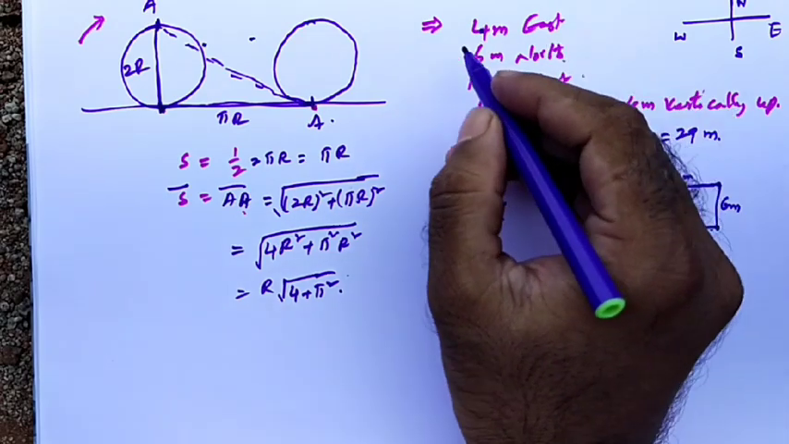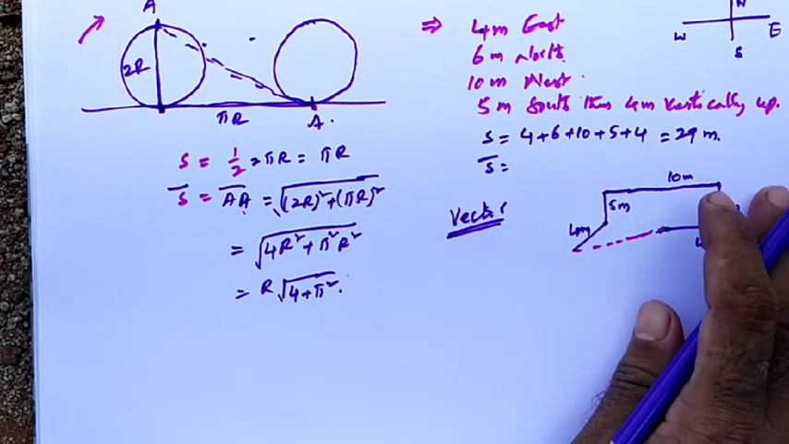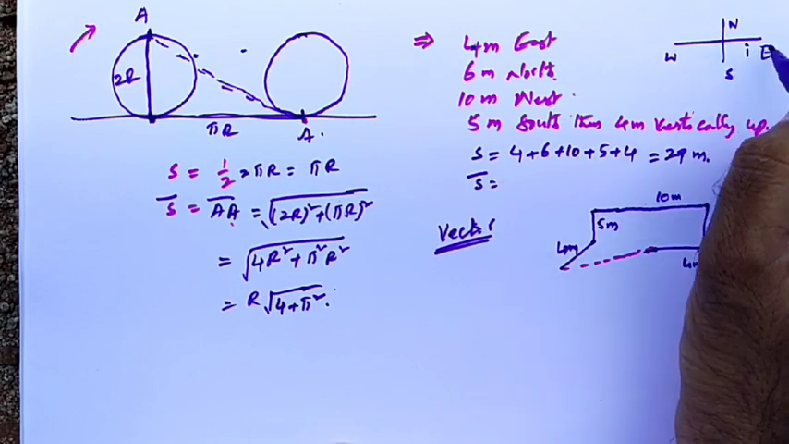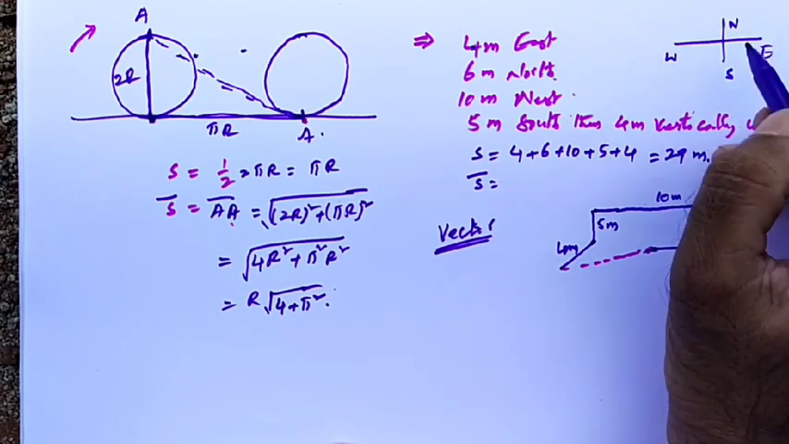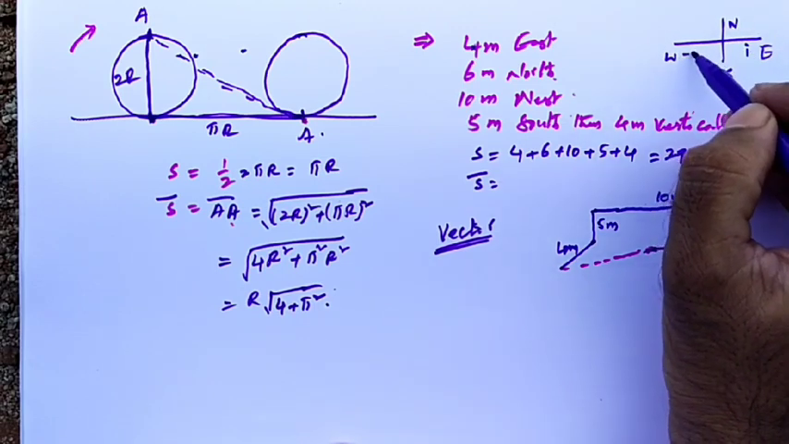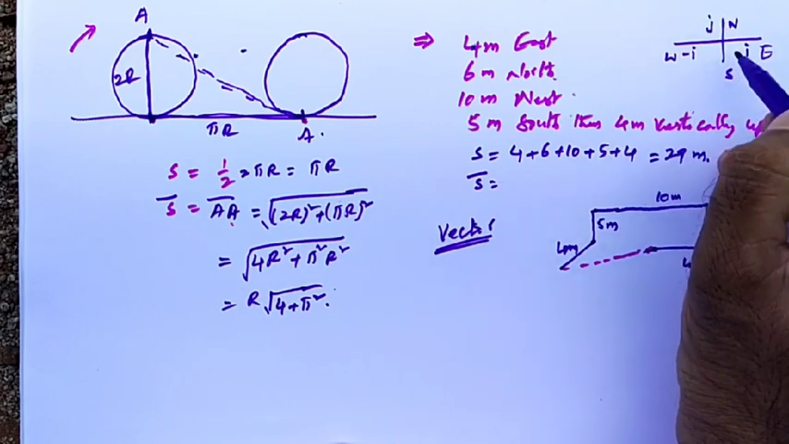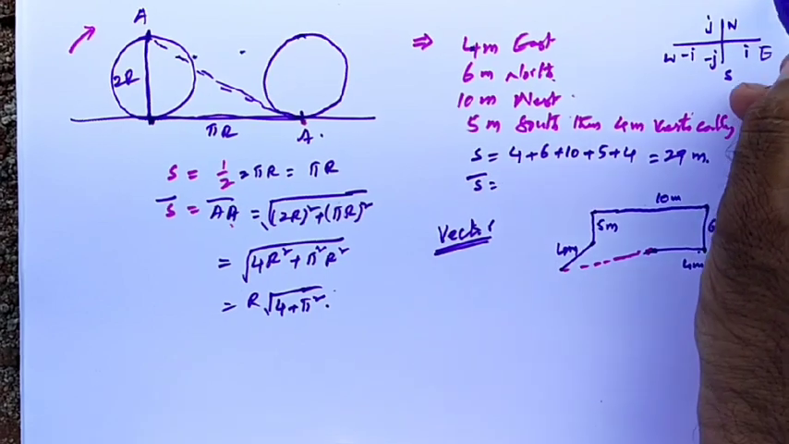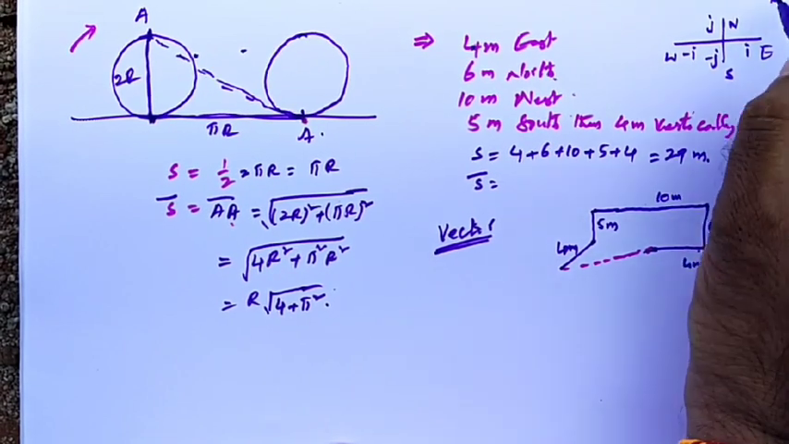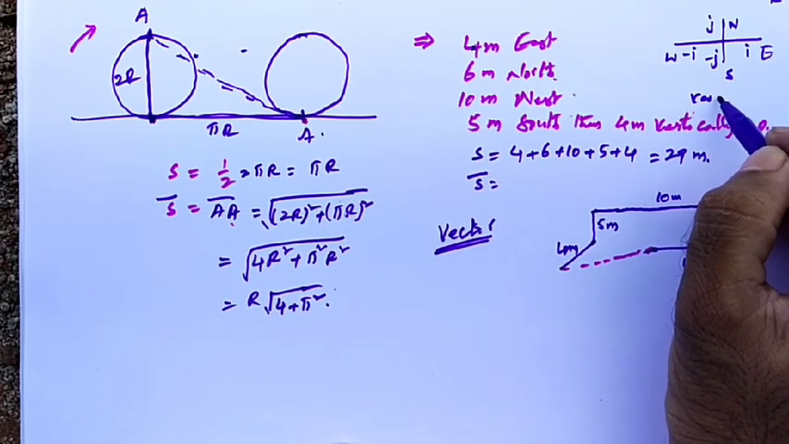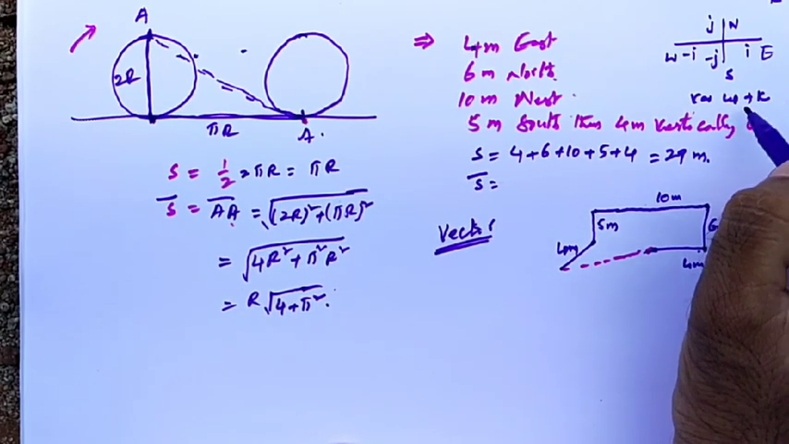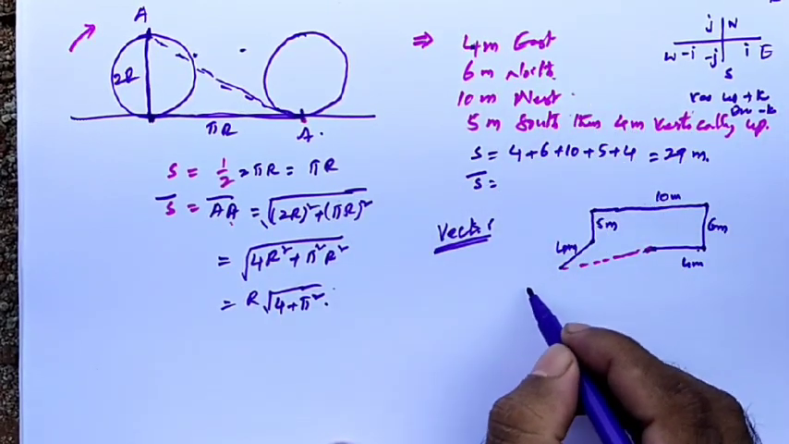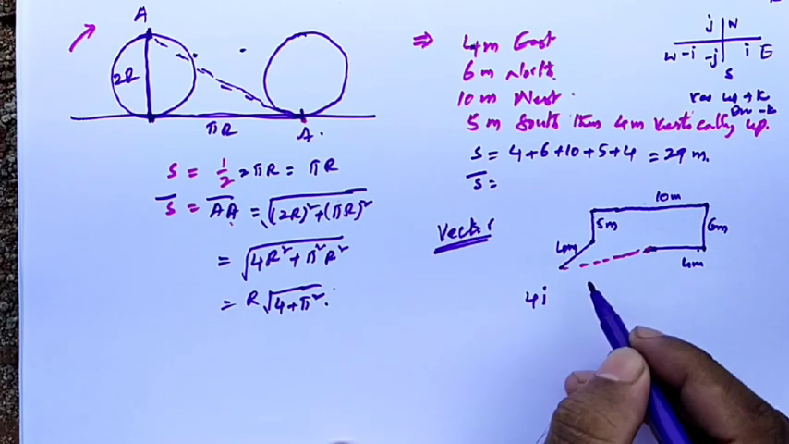Right? Now see how I am writing. 4 meters east. In the direction of east, what is the unit vector we have taken? I cap. Right? X axis, Y axis, Z axis. Similarly, in the west, minus I. North, J cap. South, minus J cap. Vertically up, plus K cap. Okay? Vertically up, plus K cap. Vertically down, minus K cap. Remember that.